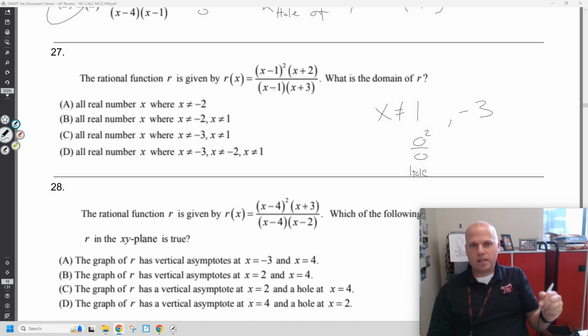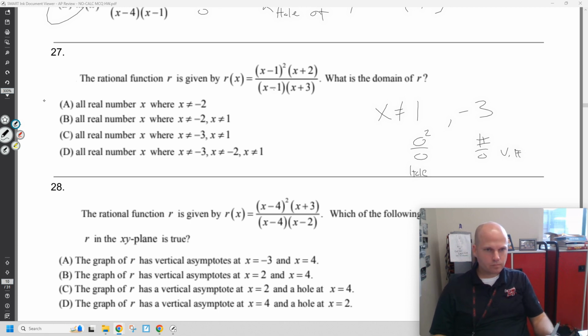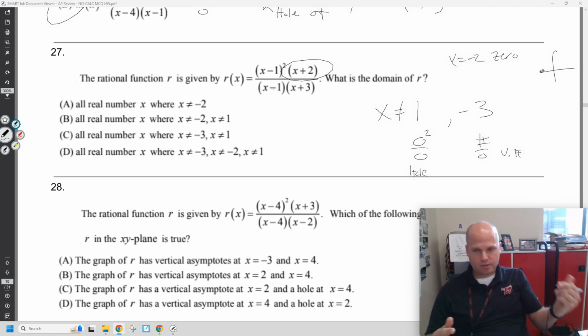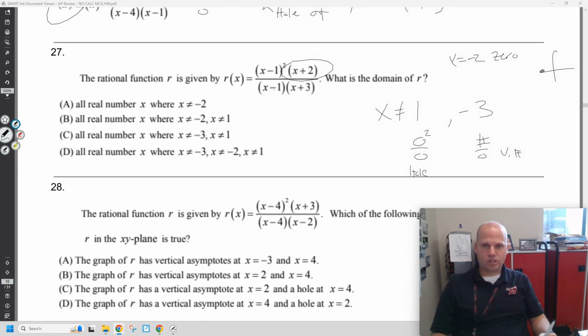You're not allowed to divide by 0 ever. You're not allowed to plug in negative 3 because you'd have a 0 in the denominator. You won't have a 0 in the numerator. You get something like that. That's an indication of a vertical asymptote. You are allowed to plug in negative 2. If you plug in negative 2, that's a 0. A 0 is a point. It is an x-intercept. That's fine. So it's just 1 and negative 3.